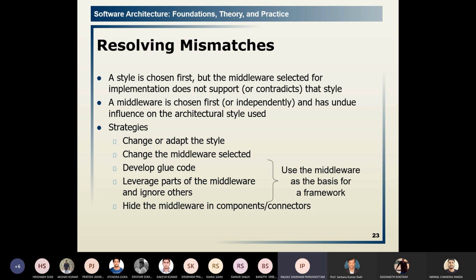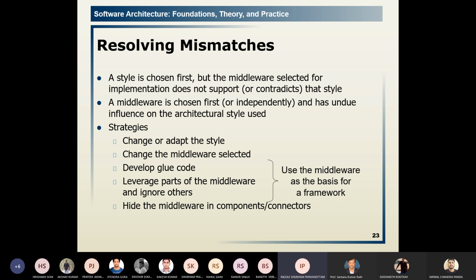The second mismatch which can happen is that a middleware is chosen first and has undue influence on the architectural style used. So here the middleware is having an influence on the architectural style, whereas in the first case we choose the style, but the middleware selected for implementation does not support it.